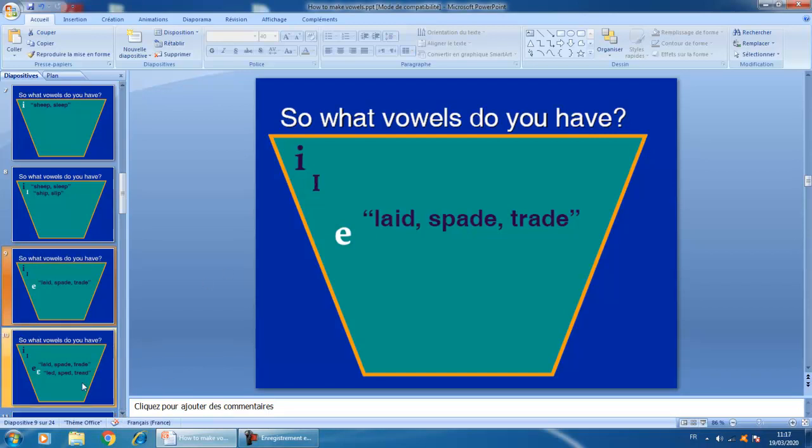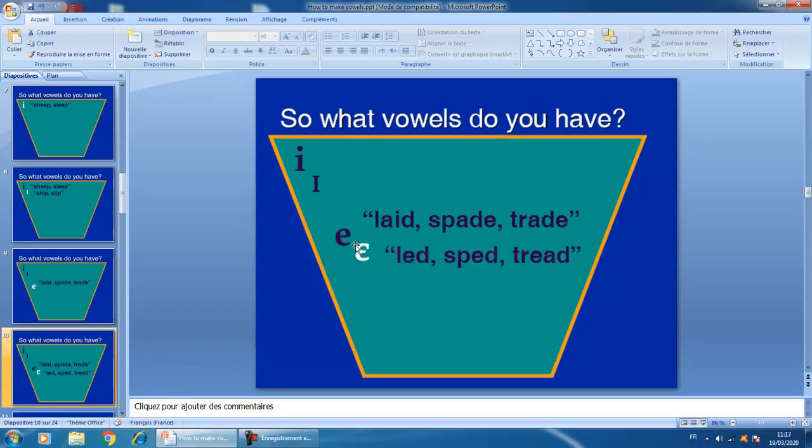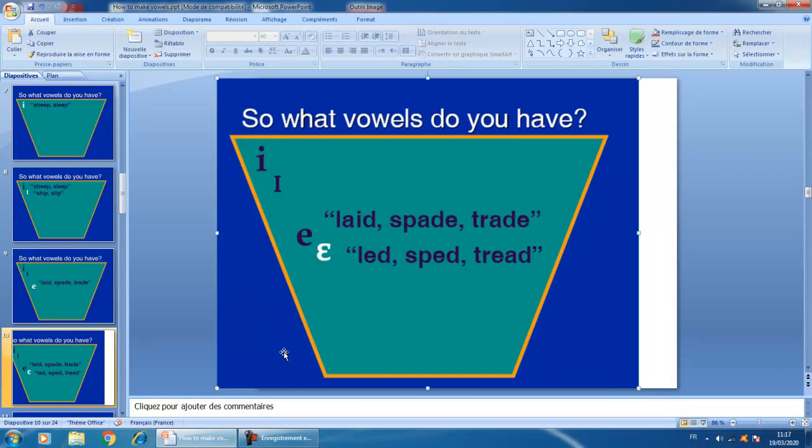This is another vowel, which is pronounced as E, led, sped, tread. It's more or less the same as this one here. This one is laid, spade, trade, but this one is led, sped, tread. Both of them are mid vowels. But both of them are front because they are produced at this front part here. All vowels produced at this area are called front vowels. All vowels produced here at the back are called back vowels.